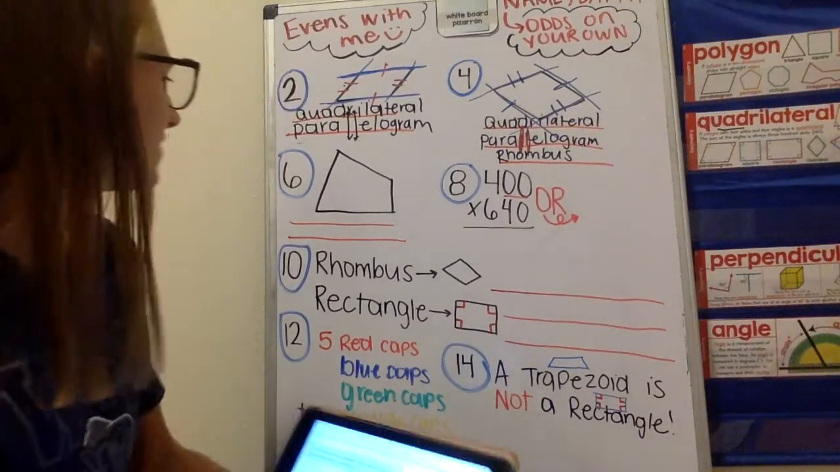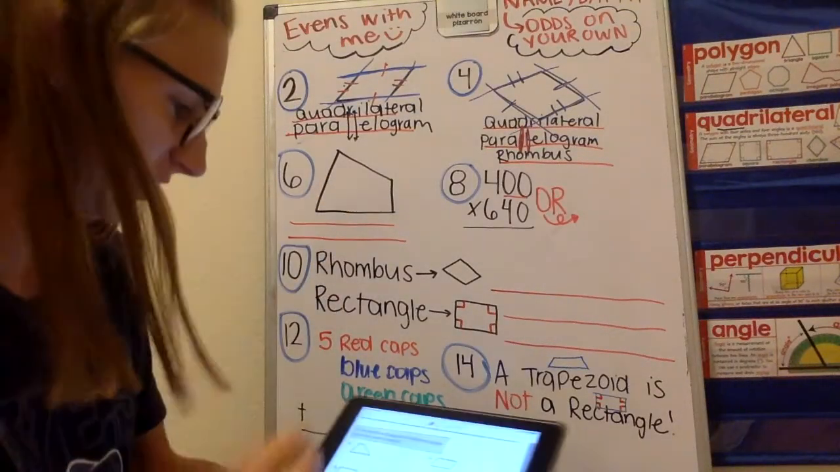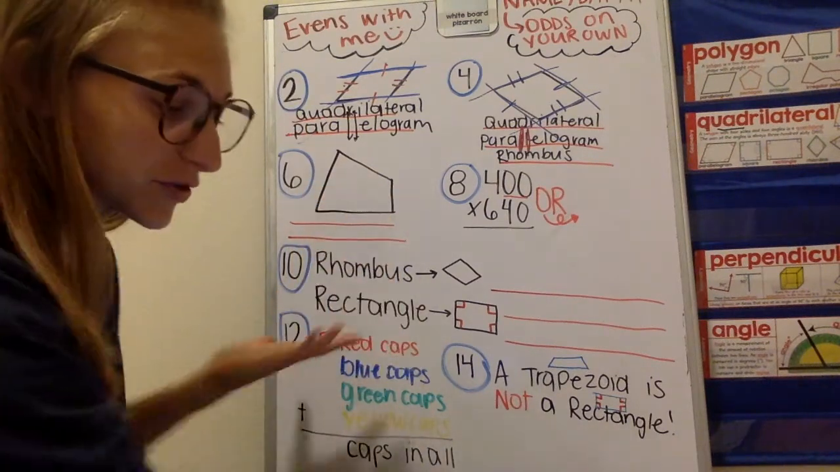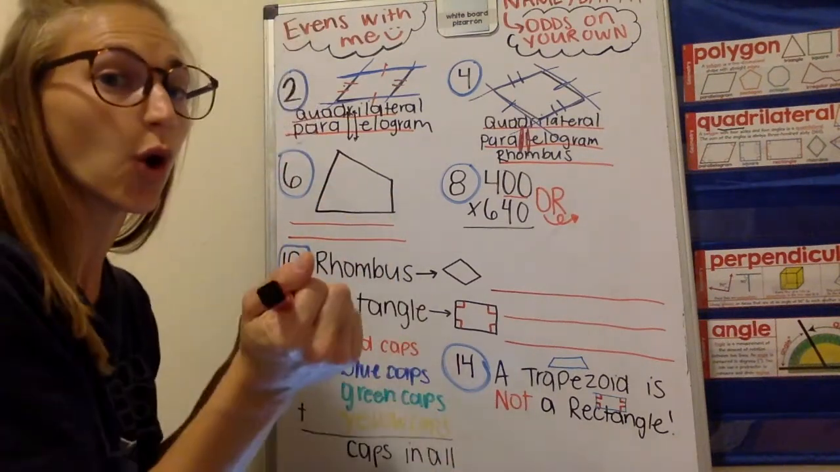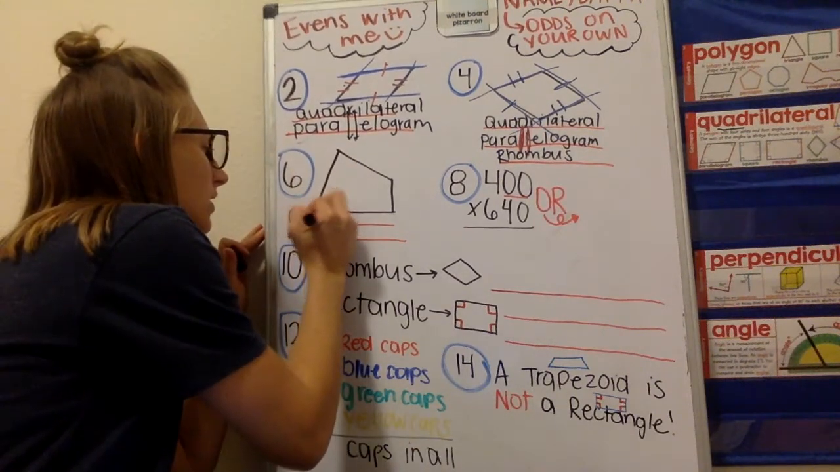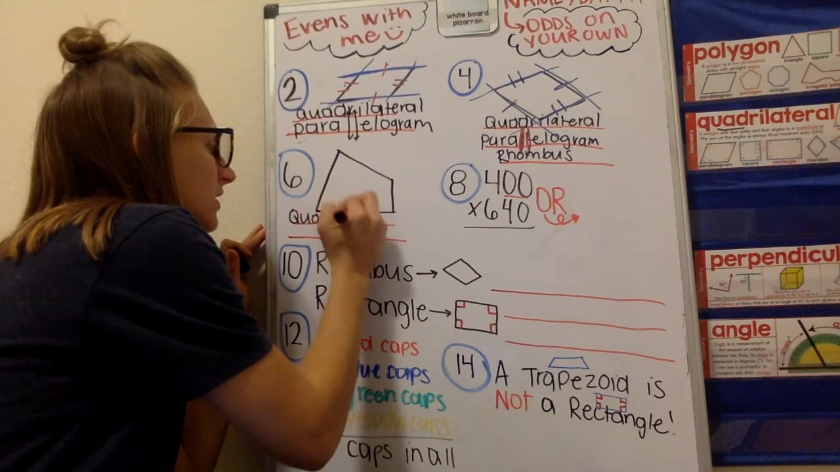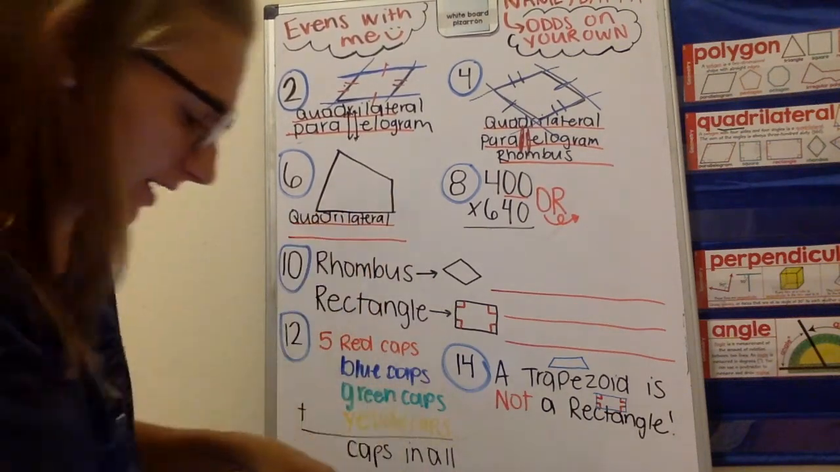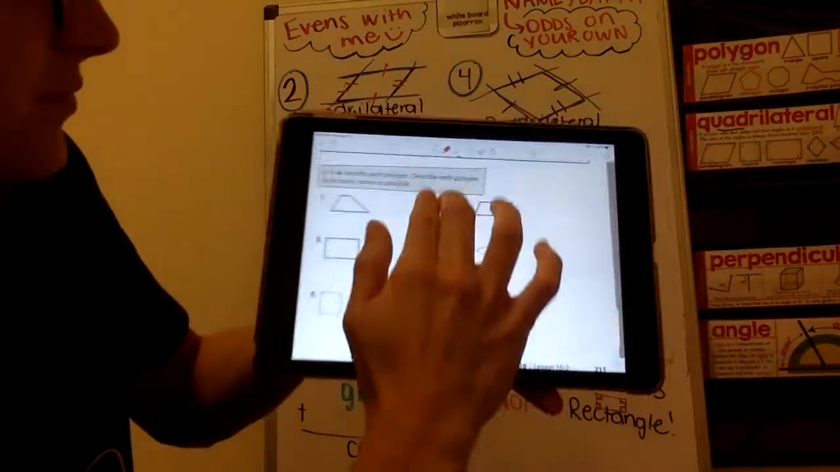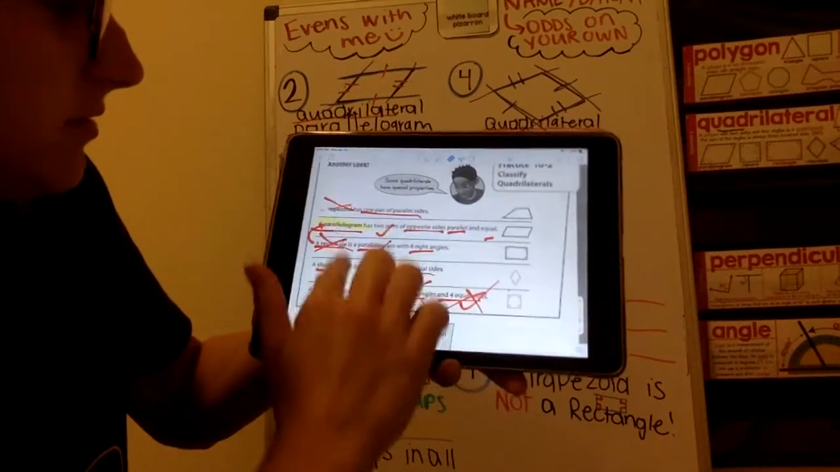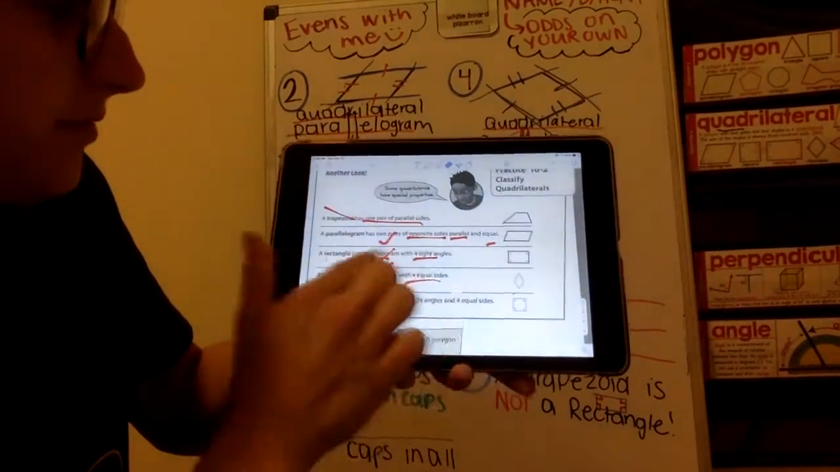Moving right along to the next one. That's a funky looking shape. But again, if I look at the sides, 1, 2, 3, 4, there's 4 sides, which makes it a quadrilateral. Quad. Lateral. Now let's take a look-see. Alrighty. And I could clear all this out.